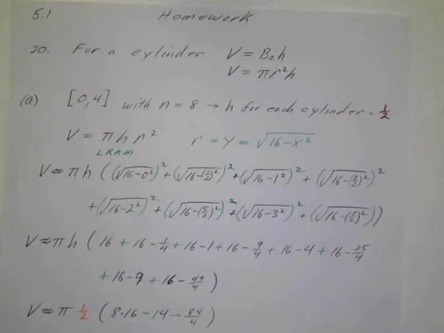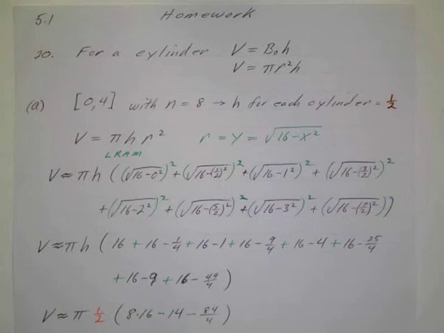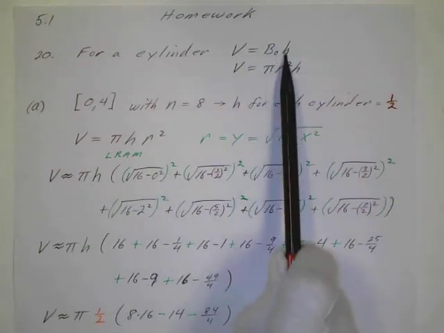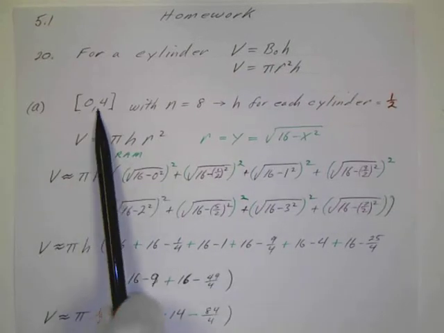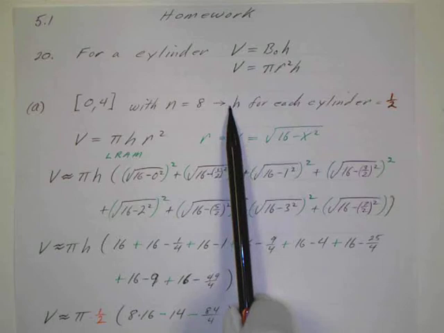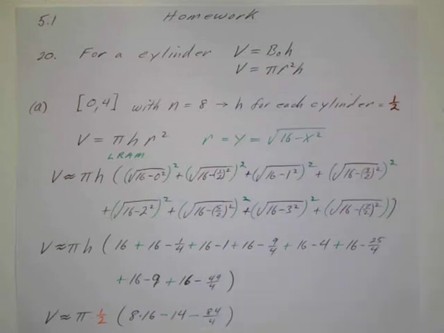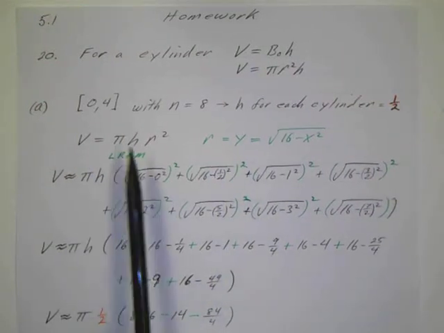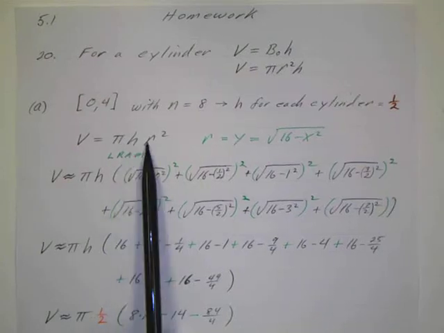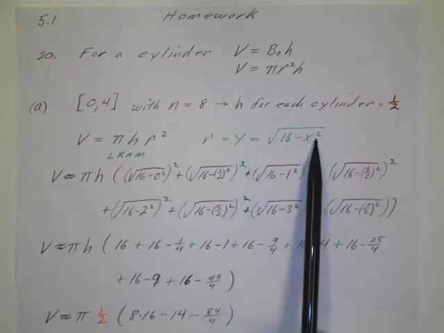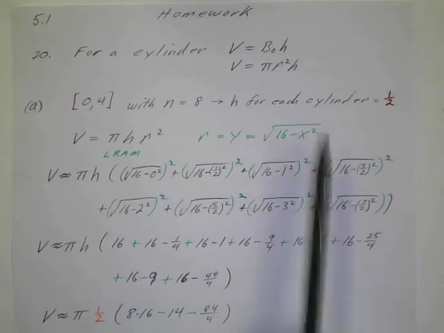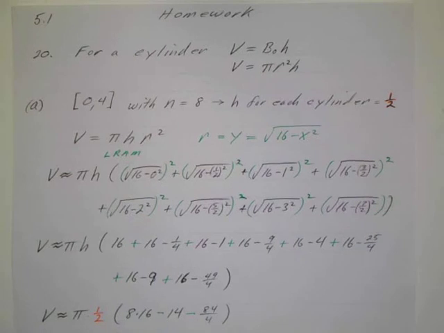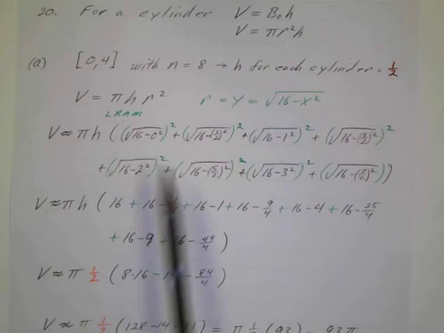So I wrote it up over here so you can take a look at it. For a cylinder, the volume of each cylinder would be base area times height, which would be pi r squared times height. Okay? And on this interval, n equals 8 means that the height for each cylinder will be 1/2. And so the volume equals pi h r squared, and the radius will be given by the curve y equals the square root of 16 minus x squared. So if we're going to use LRAM, we're going to start on the left. That's what they wanted you to do. Use this as the left approximation, just the left. Save us a little bit of work.